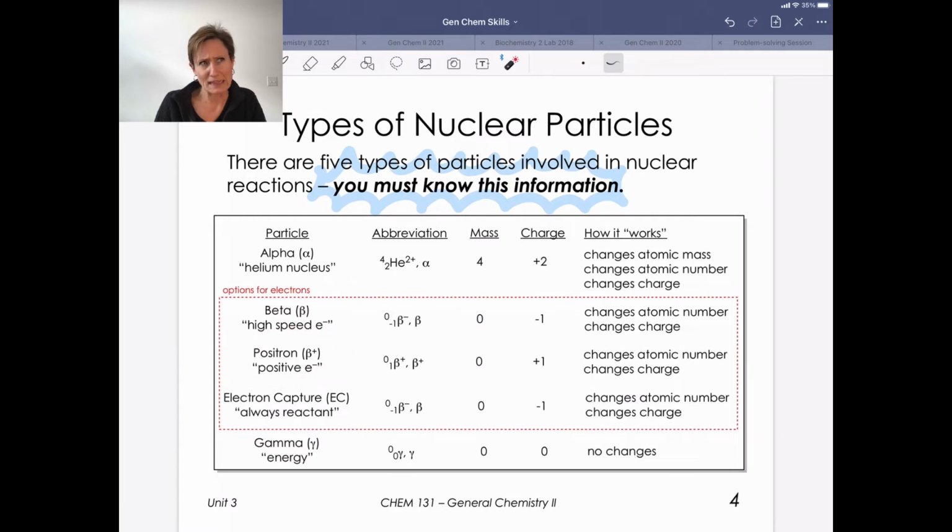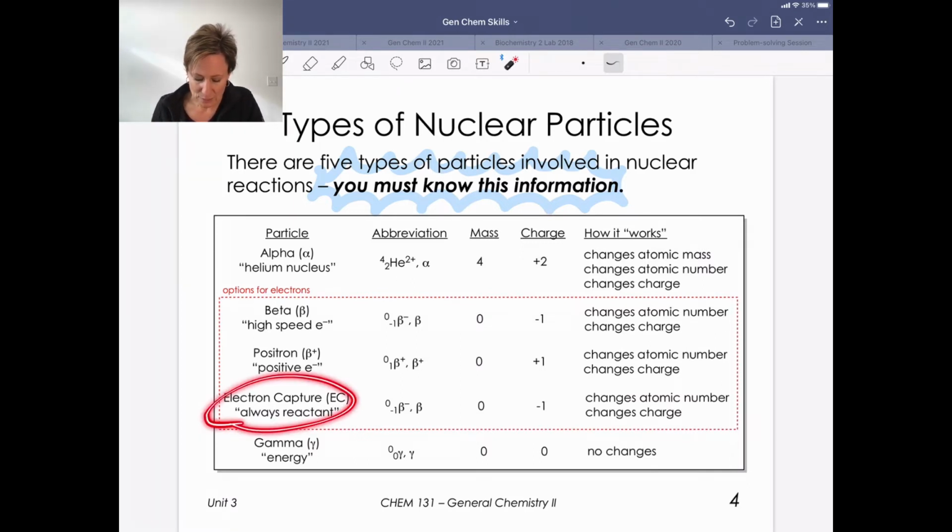Positrons are sort of like the opposite of electrons, and what's different here is it's +1 charge, and we can see that means there's a +1 down there. I'm not going to go into the details of why we have these numbers down here, but you do need to remember those so you know how to use these species when you're writing a nuclear equation.